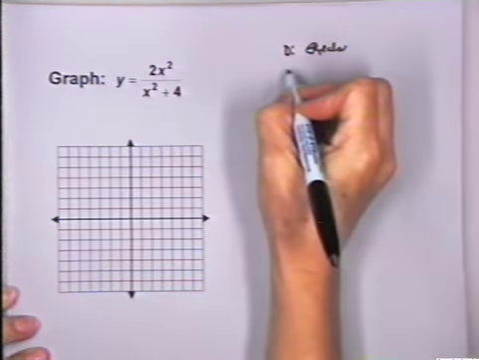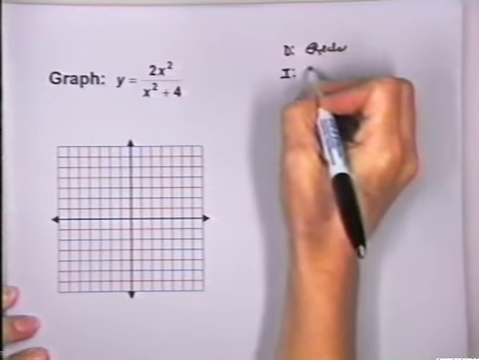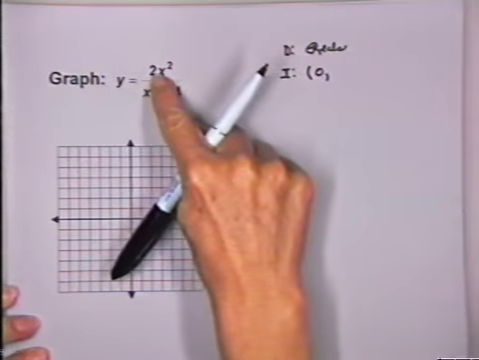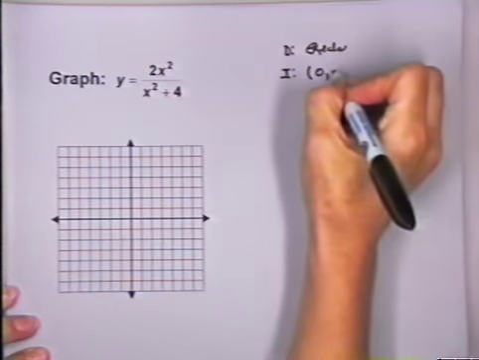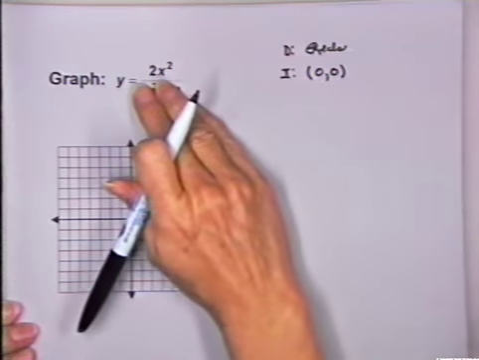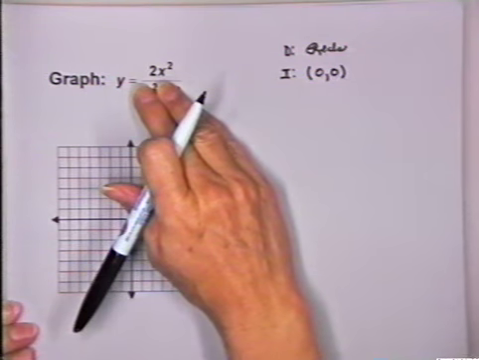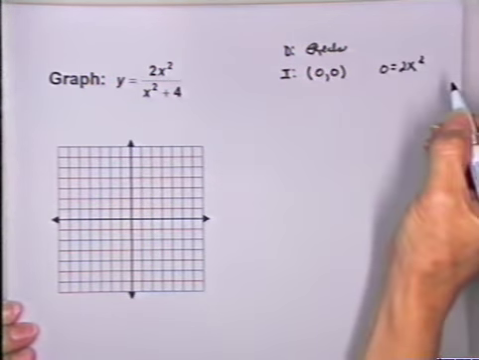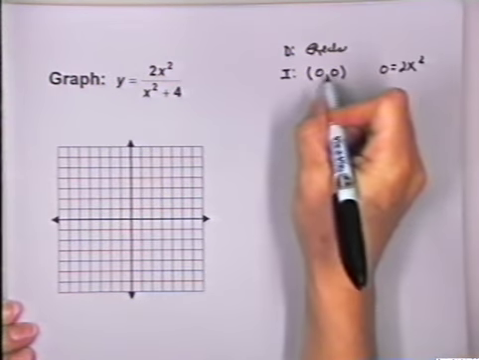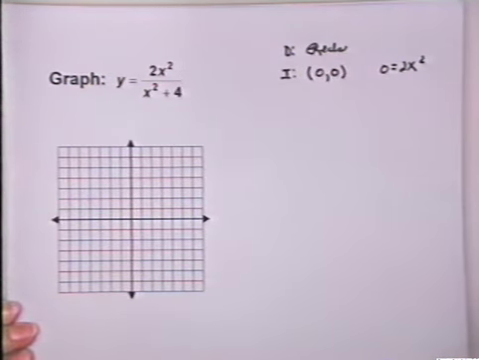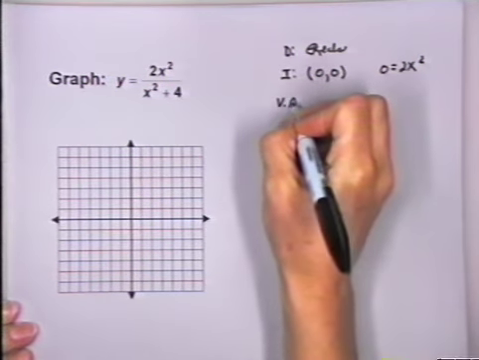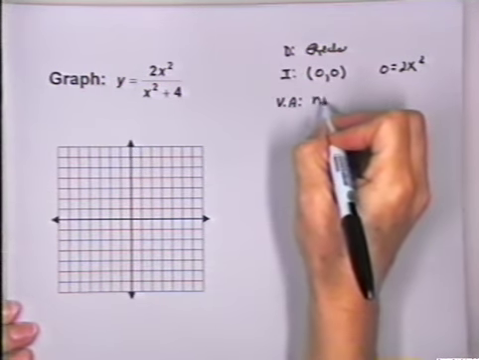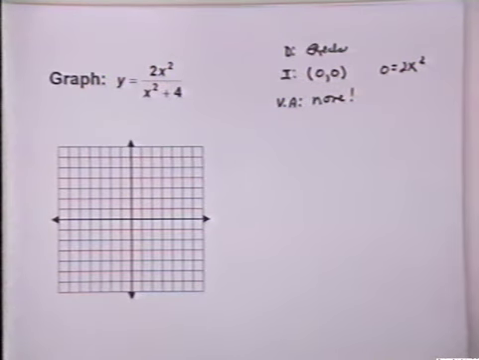Okay? Let's talk about intercepts. If I choose x to be 0, I get 0 over 4 is 0. And of course, if I let y be 0, 0 equals 2x squared. If 0 equals 2x squared, what's x? 0 again, right? So I only have the one intercept at 0, 0. What about vertical asymptotes for this graph? Well, guess what? I don't have any. Why don't I have any? Because there's no value of x that makes the denominator 0. There's not one.